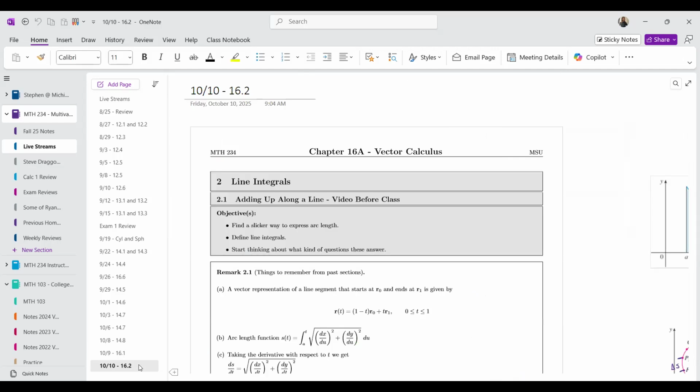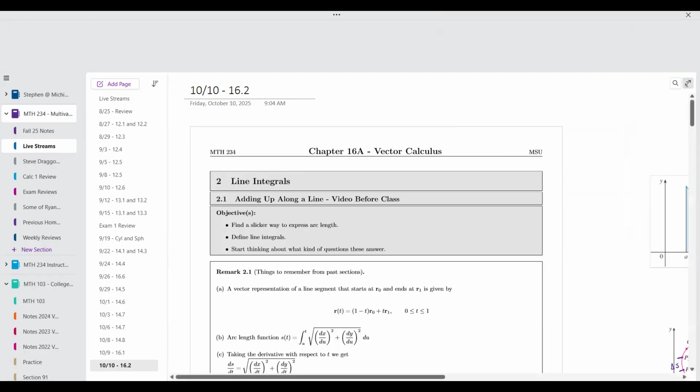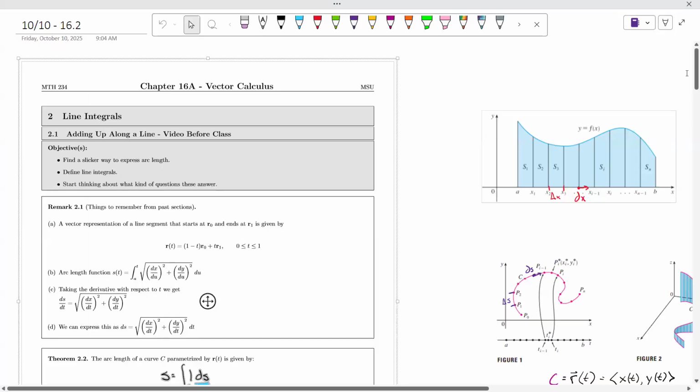So vector field, or nope. We just talked about vector fields. Line integrals. Let's bring some stuff up. All right, come on. There you go.